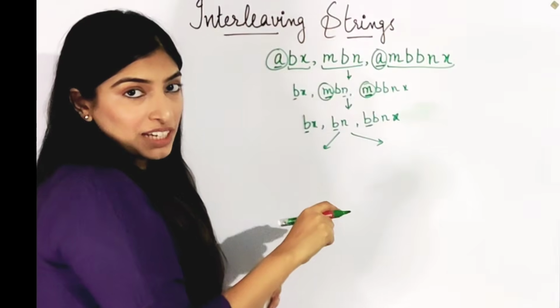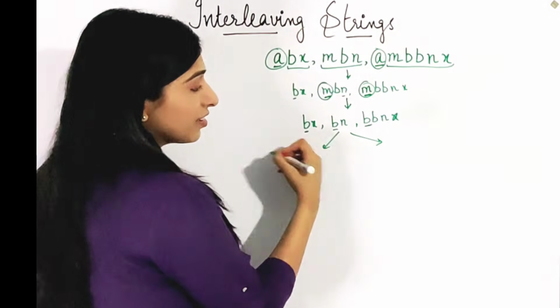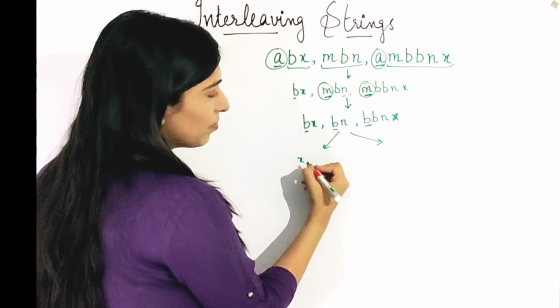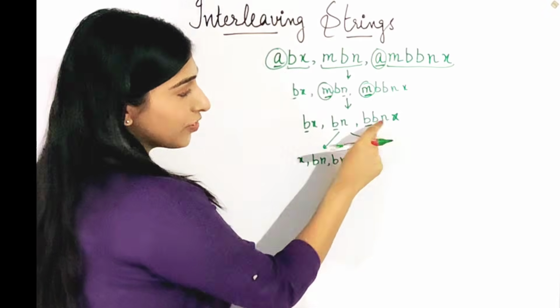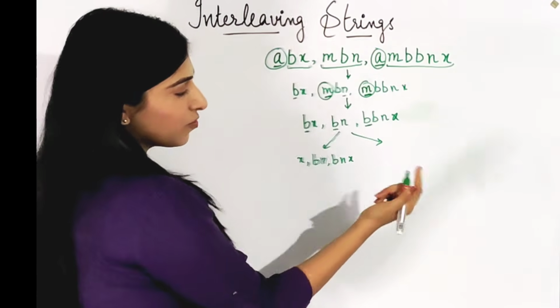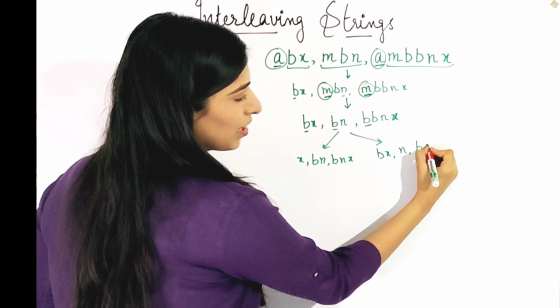What if it is coming from the second string? So now let's do that. If this P is coming from the first string, then we should consider what subproblem? X, Bn and Bnx. If it is coming from the second string, then what should we consider? We should consider Bx, N and Bnx, right?